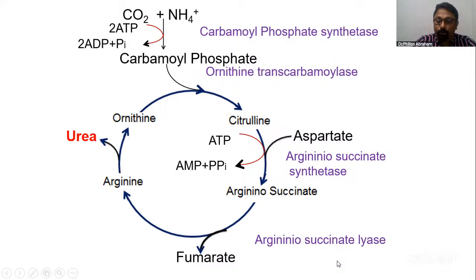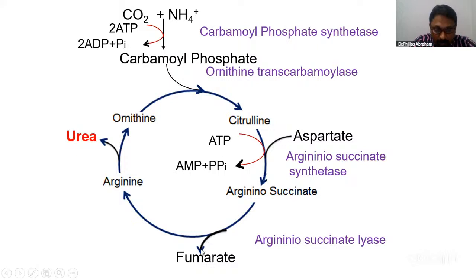This fumarate goes to the TCA cycle. In the TCA cycle, it produces 2.5 ATP. Now one question. In the urea cycle, here 2 ATPs are utilized, converted straight away to ADP. And here 1 ATP is converted to AMP plus PPi, so that's equivalent to utilization of 2 ATP. So totally 4 ATPs are utilized.